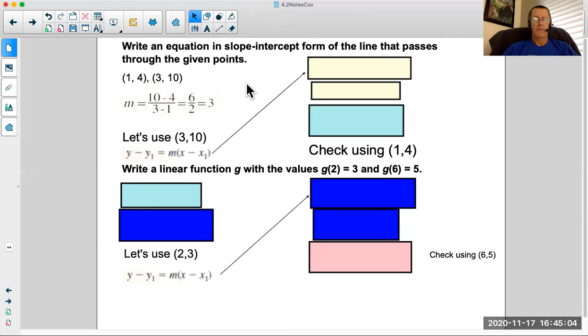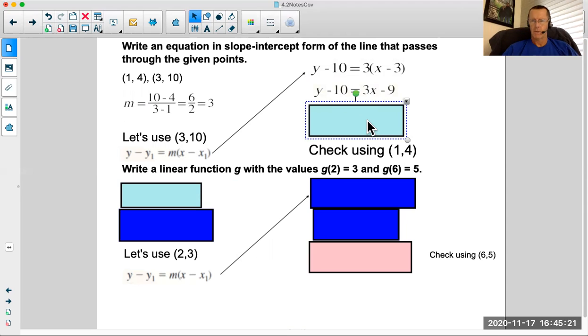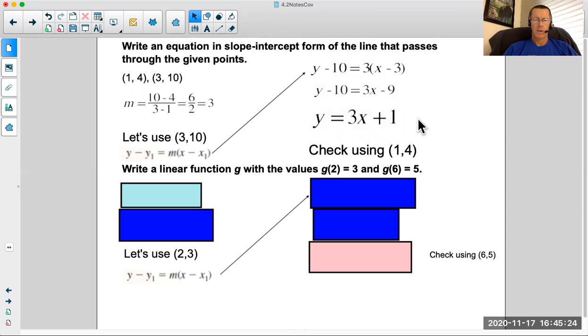So hopefully you got 3 for your slope, right? Change in the y's over the change in the x's, rise over run. And then I used, like I said, (3, 10), so I plugged in (3, 10). And we had to get it to slope-intercept form, y equals mx plus b. So obviously I want to distribute and then add 10 to both sides. And I get 3x plus 1. And again, you want to make sure you're doing it right. So check it by using the other point, (1, 4). If I plug a 1 in there, I get 3 times 1 is 3, plus 1 is 4. And I'm plugging a 4 in for y. 4 equals 4. Check, check.